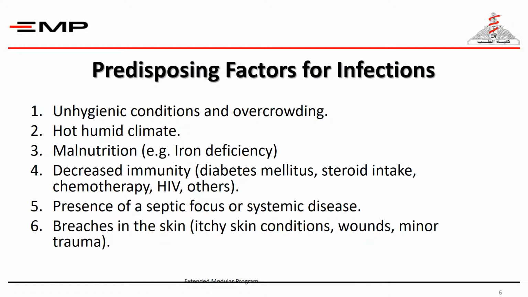The predisposing factors for infections are, as you already know, unhygienic conditions and overcrowding, hot, humid climate, malnutrition, for example, iron deficiency anemia, decreased immunity by having diabetes mellitus, steroid intake, chemotherapy, HIV, and others, presence of a septic focus or systemic disease, and the presence of breaches in the skin as by itchy skin conditions, wounds, and minor trauma.